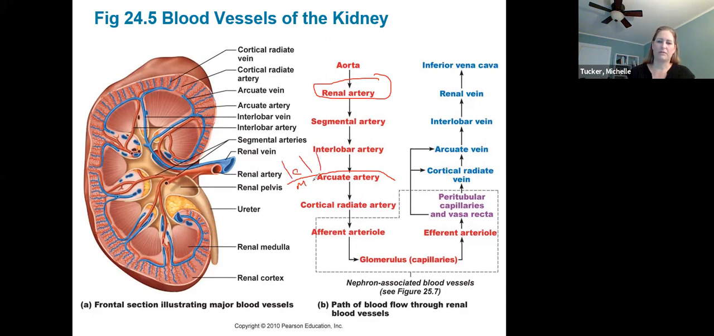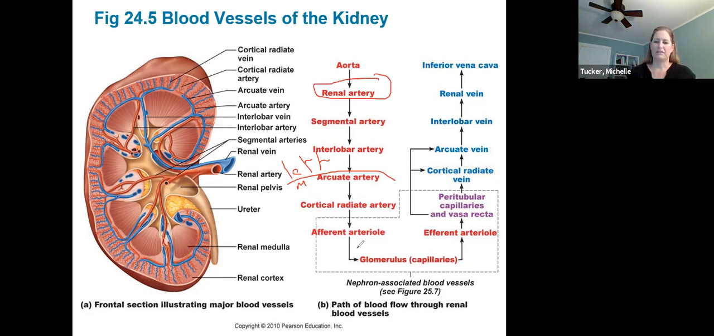Well, off of these cortical radiate arteries are the afferent arterioles that start this whole process of filtration. We'll talk about, there's another picture that gives you a much better view. And then if you've had lab, I think most of you have, you've been able to see the models and look at these up close in model form.